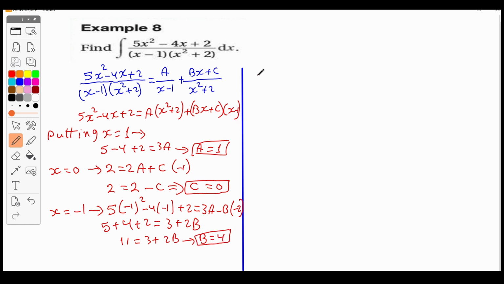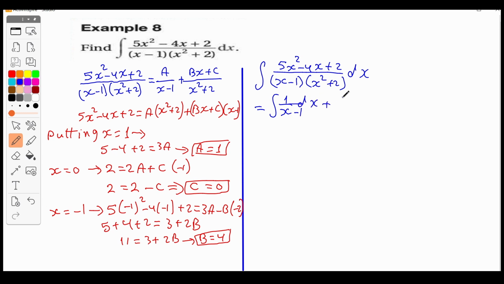Okay. Now after we know the values of a, b, and c, the integral of this algebraic fraction 5x squared minus 4x plus 2 all over the quantity x minus 1 times the quantity x squared plus 2 dx is equal to the integral of the value of a is 1, means 1 over x minus 1 dx, plus the integral of bx plus c, b is 4, x plus c, c is 0, means plus 0, all over what? X squared plus 2, this one, dx.